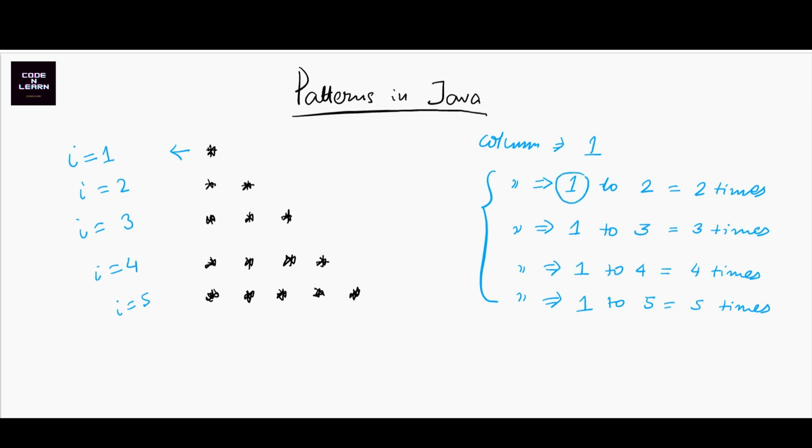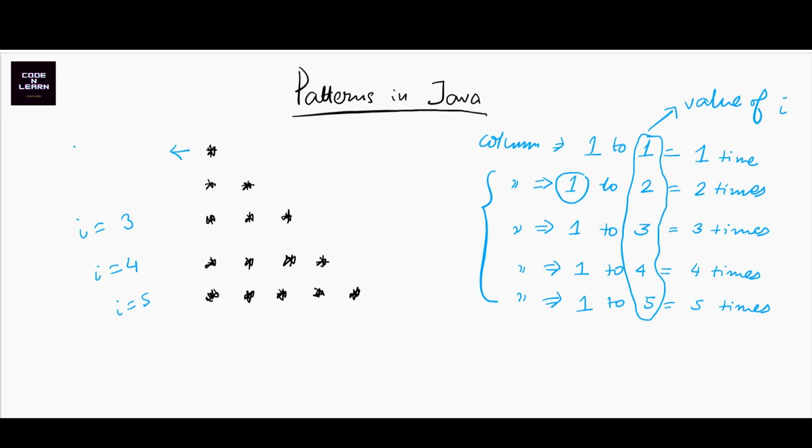Now on the right side, as you can see, there is a pattern. All the inner loops start from 1, which is fixed, and the number of times the loop will execute varies. So the first time it will be 1 to 1, then 1 to 2, 3, 4, 5 like this. Every time the loop will start with 1, but every time the loop will end with 1, 2, 3, 4, 5. Now what is 1, 2, 3, 4, 5? Actually it is the value of i.